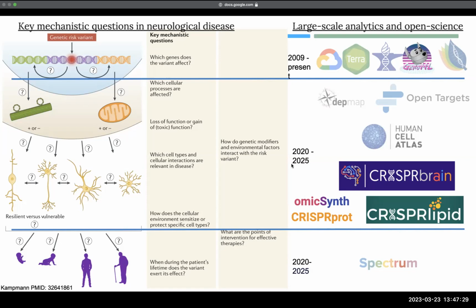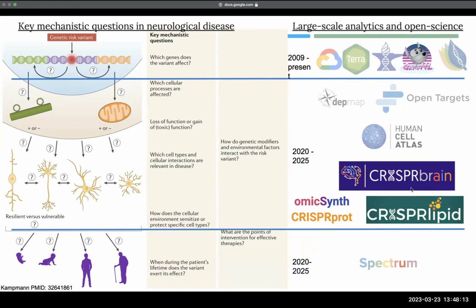From 2020 to 2025, what we're going to work on and what the community is working on is toward answering these questions. Which cellular processes are affected? What loss or gain of function is associated with these genes? Which cell type are associated? How does this cellular environment protect these specific cell types? And a lot of these questions are being tested on stem cells, neurons that are in dish, and they are derived from stem cells of patients. And a lot of the tests are CRISPR tests.